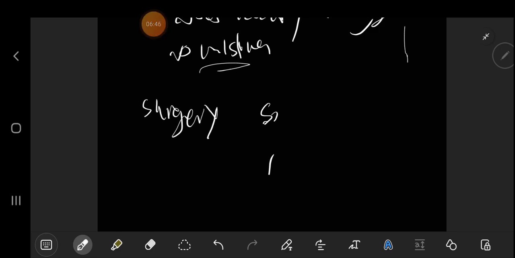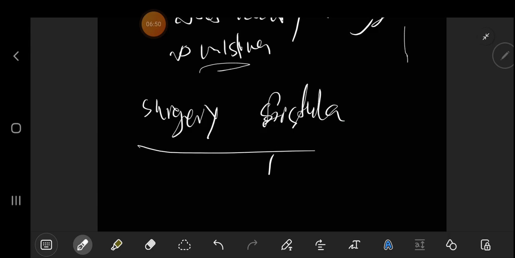And after some days you should see if there is improvement in hearing loss and vertigo. And if it doesn't work, what we do is surgery to close this fistula. So this is about perilymphatic fistula.